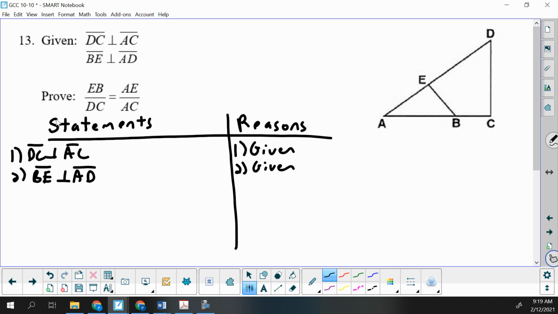We'll notice when we trace the small one and trace the big one, they share angle A. So we can do that reflexive right away. So we'll do angle A congruent to angle A by the reflexive property.